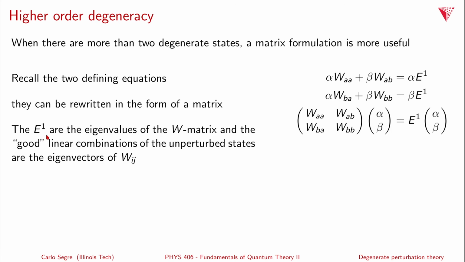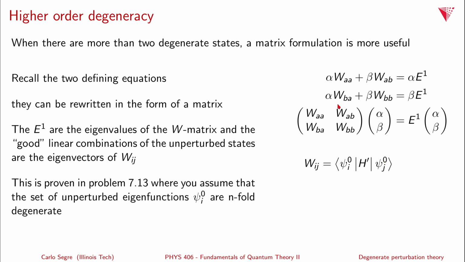So the E1s are the eigenvalues of the W matrix. If we know the W matrix, we can diagonalize it and calculate the eigenvalues. The good linear combinations of the unperturbed states are the eigenvectors of this matrix, once you've diagonalized it. All that we've done so far is basically a 2x2 diagonalization. So Wij is equal to psi I 0, H prime psi J 0, and this is the matrix that we have to diagonalize. When you have more than two states, this can be a very useful way of formulating the system.